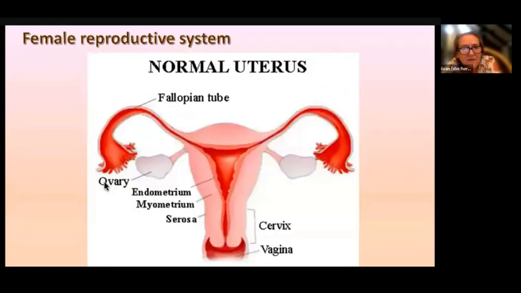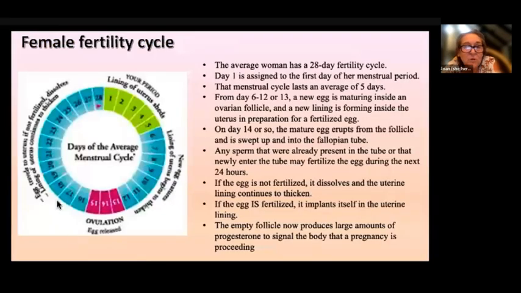Let's see. I'll go right here. This is another normal uterus with the cervix right here. This is what you see, the fimbriae, and the egg will go from there, get sucked up into here, and then continue on, and you can see the lining a little bit better.